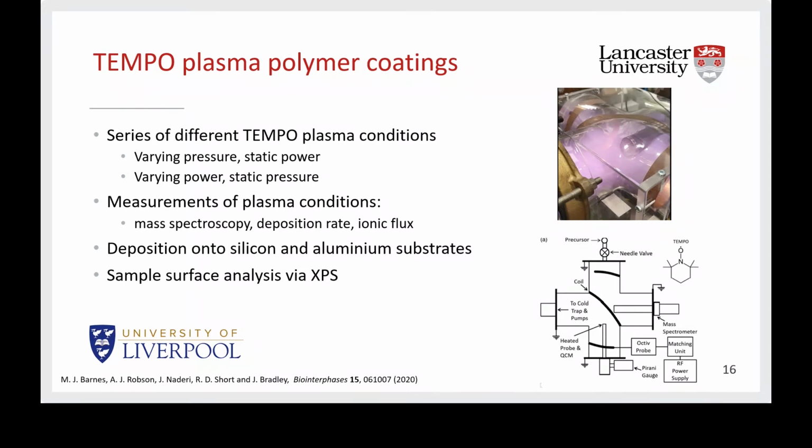The reactor that you can see here in the image, so the photo at the top, the diagram at the bottom, that's the system at Liverpool that was used for the work on Tempo here. That's the setup they used to measure the plasma conditions and also deposit the films in. And again, it shows you some of the differences lab to lab in these reactors.